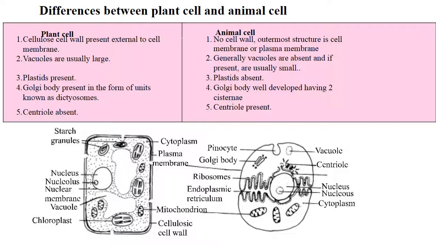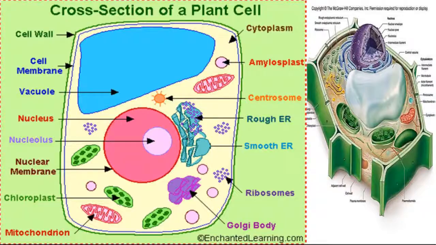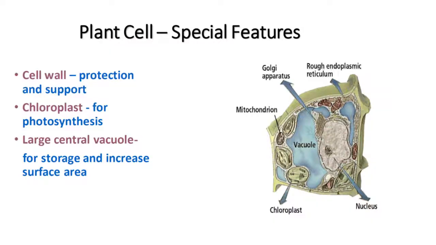Here there is a pictorial representation of plant cell and animal cell. Plant cell is square in form and animal cell is oval. Coming to the plant cell, the special features are the cell wall, for protection and support, chloroplast for photosynthesis, and large central vacuoles for storage and increasing the surface area. They give stiffness to the plant cell also.